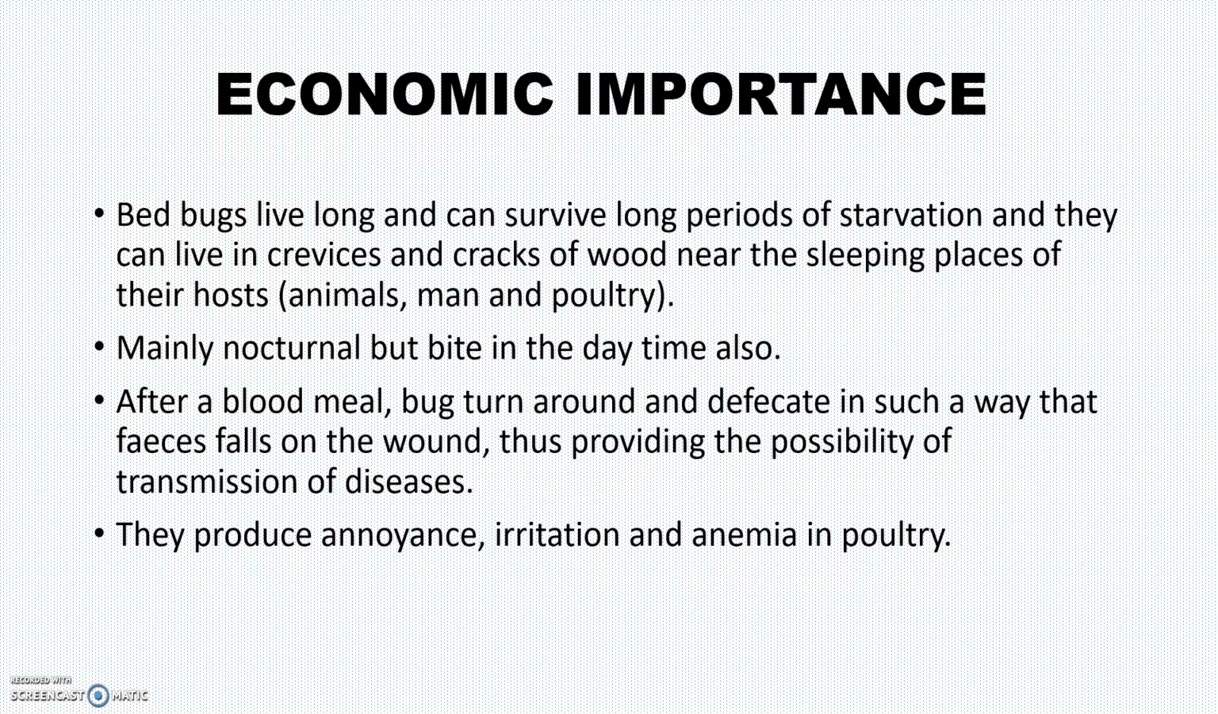And after the blood meal, there will be a small spot of hemorrhage, right? The bug turns around and defecates in an area such that the feces fall on the wound. See, this is the biggest economic importance here, thus providing the possibility of transmission. So it will be piercing and sucking the blood, and they will be producing a wound, and they turn around and defecate in that wound. So what happens? The other microbes in the feces will get into the wound and enter into the systemic infection, and they produce any transmittive diseases.